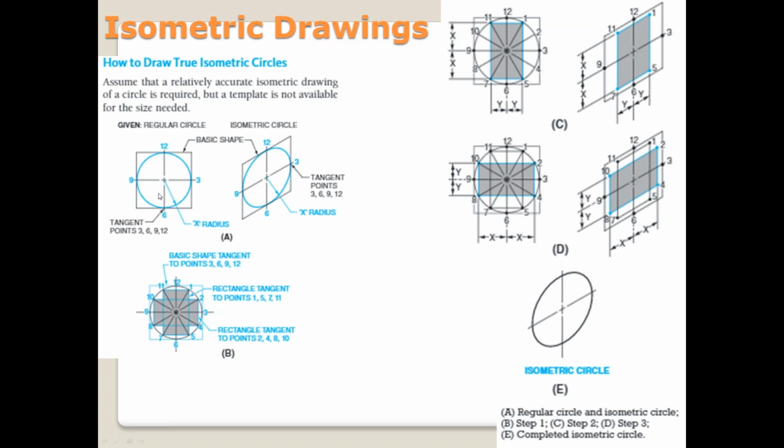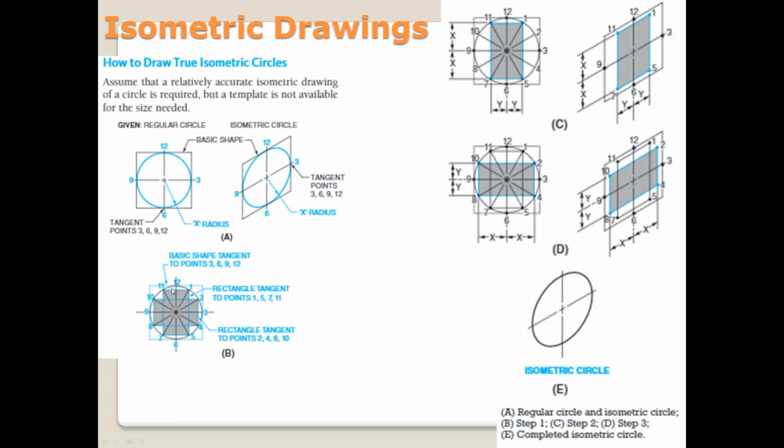Even though it's a regular circle, when you transfer that regular circle into an isometric circle, it's going to turn into an ellipse. So first thing you will do is come up with a basic shape, tangent to points 3, 6, 9, and 12, and then you would draw a circle there.